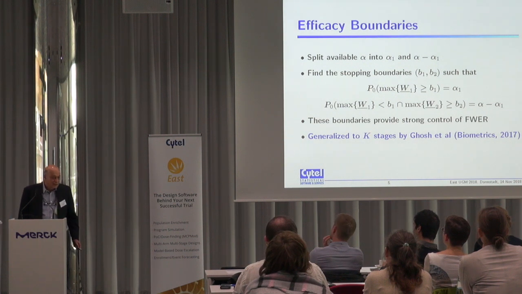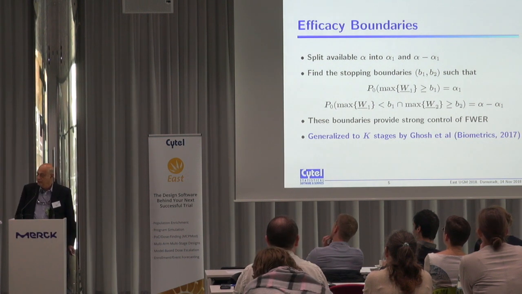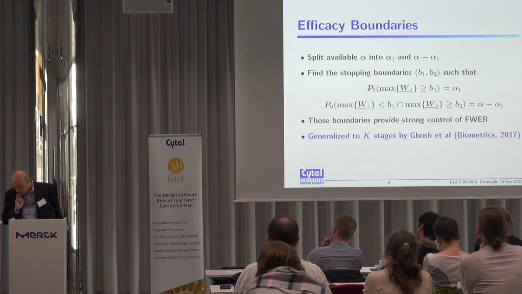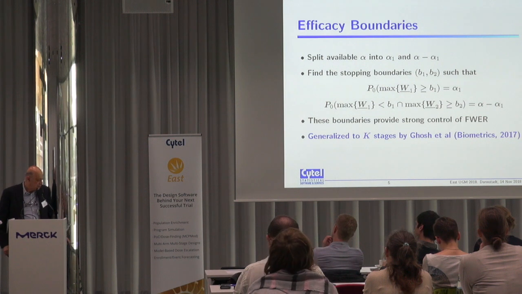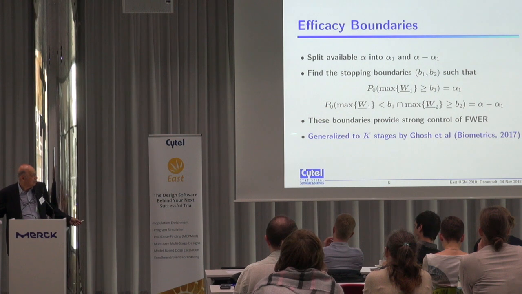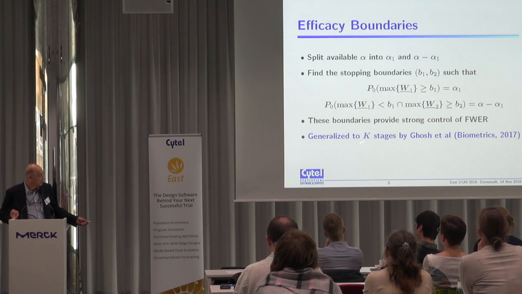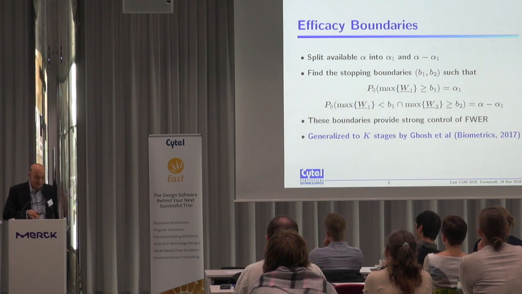Now, these boundaries are under the global null, but nevertheless, they have strong control of type 1 error because of the fact that you're using the max statistic, and that has been demonstrated in a recent paper by people from Britain, Sue Todd and others. And we published a way of getting these boundaries for up to K stages in this paper last year. But we are sticking with the two-stage designs.